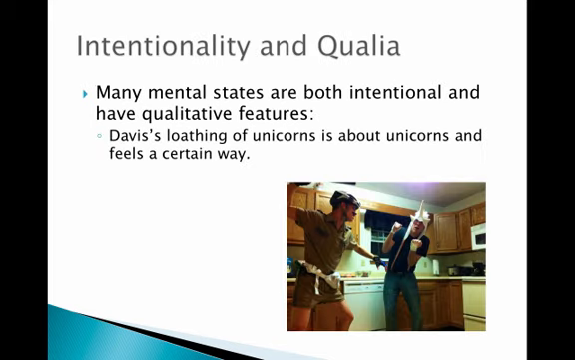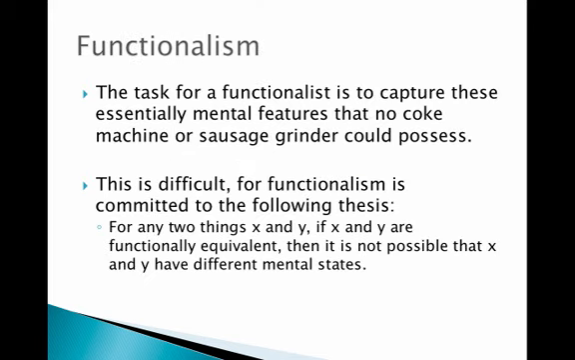Okay, so many mental states then are both intentional and they have qualitative features. My loathing of unicorns is about unicorns, and it feels a certain way. There is a way it is like for me to loathe unicorns. Well, then the task for the functionalist is to capture these essentially mental features and do it in such a way that no Coke machine or sausage grinder could possess it. So we don't want to say that sausage grinders have these mental states. There's no intentionality to it. There's no qualia. There is not a what it is like to be a meat grinder. Okay? There is a what it is like, for example, for a bat to use echolocation, but it is not a what it is like to just grind up sausage. All right, and it's because the former is mental, the latter is not.